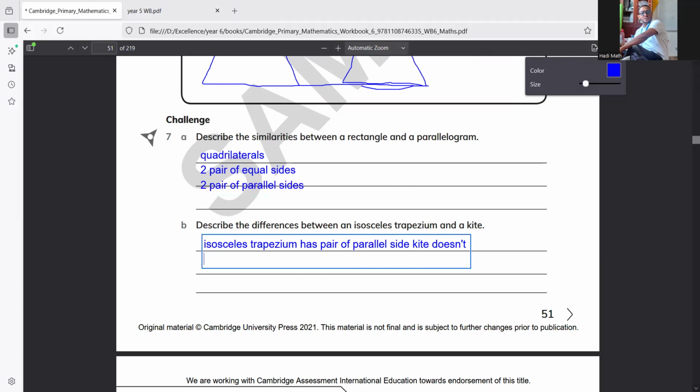Another difference: an isosceles trapezium has one pair of equal sides, and a kite has two pairs of equal sides.